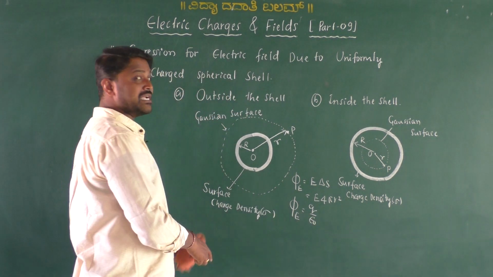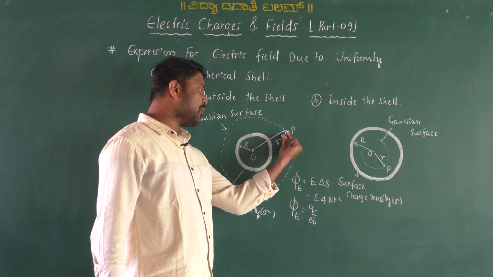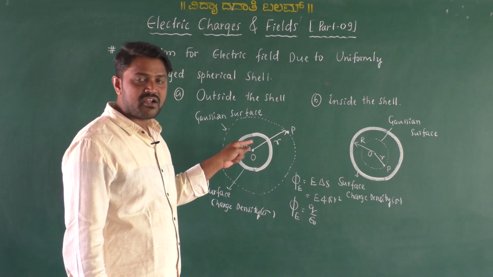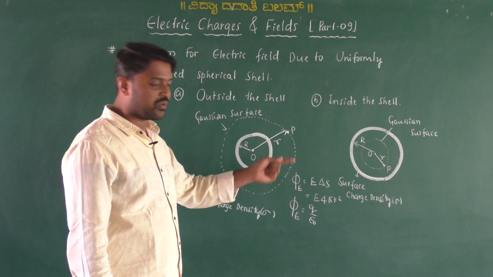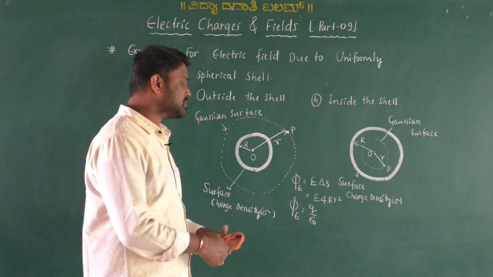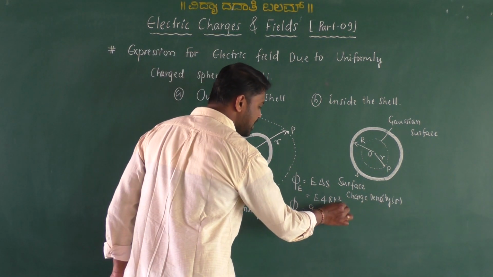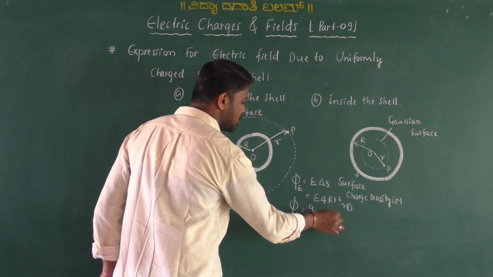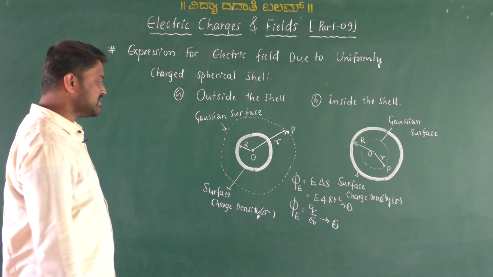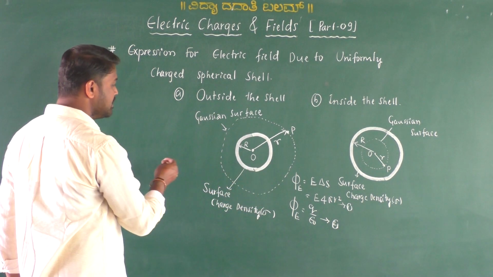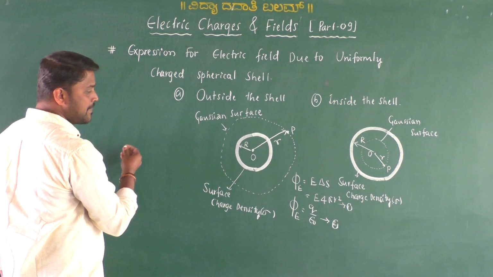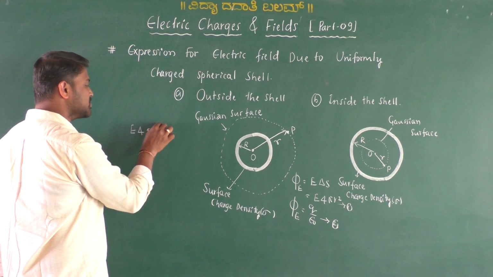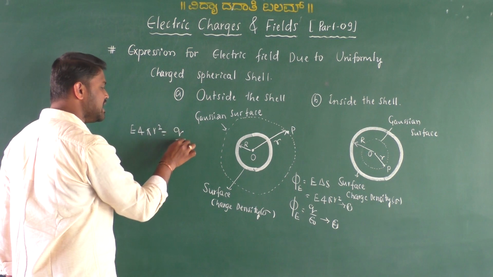Because we want to calculate the electric field at a point P, with the help of Gauss Law, which signifies the electric field, phi of E equals Q by epsilon naught. Say this is equation number 1, and this is equation number 2. Comparing these two equations, E 4 pi R square equals Q by epsilon naught.